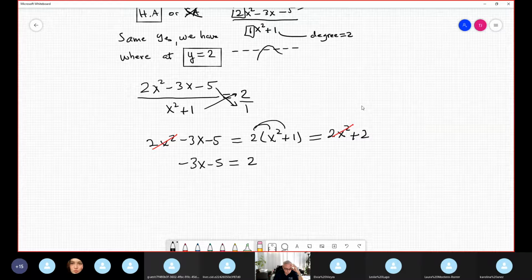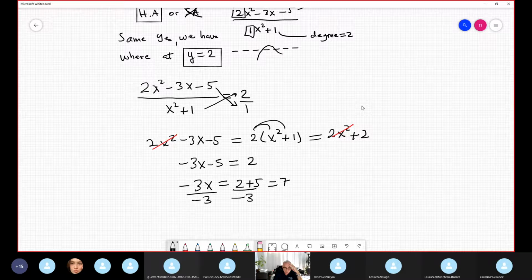equal to 2. A linear equation. Nice. So minus 3x is equal to plus 5 is 7. Divided by negative 3 both sides. x is equal to negative 7 over 3. Okay, if you want to express it approximately, in decimal it is negative 2.3 repeated.